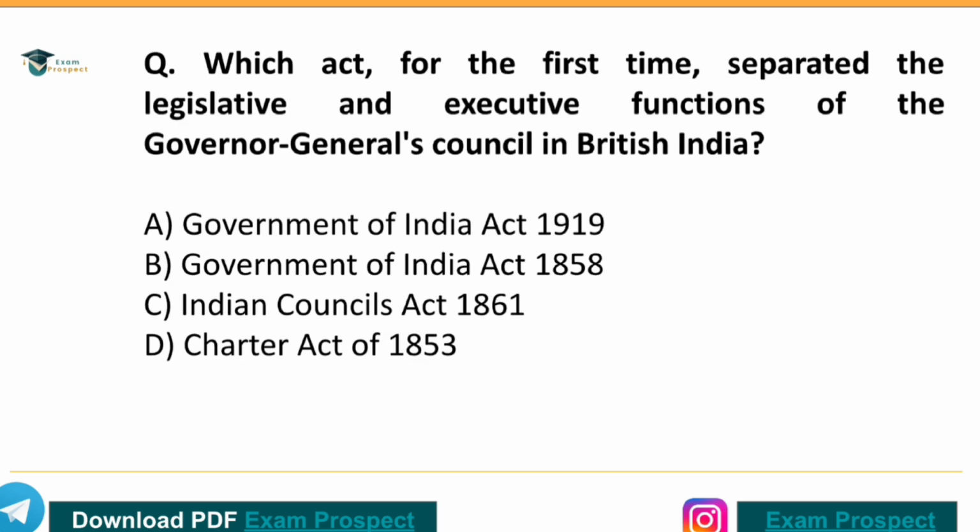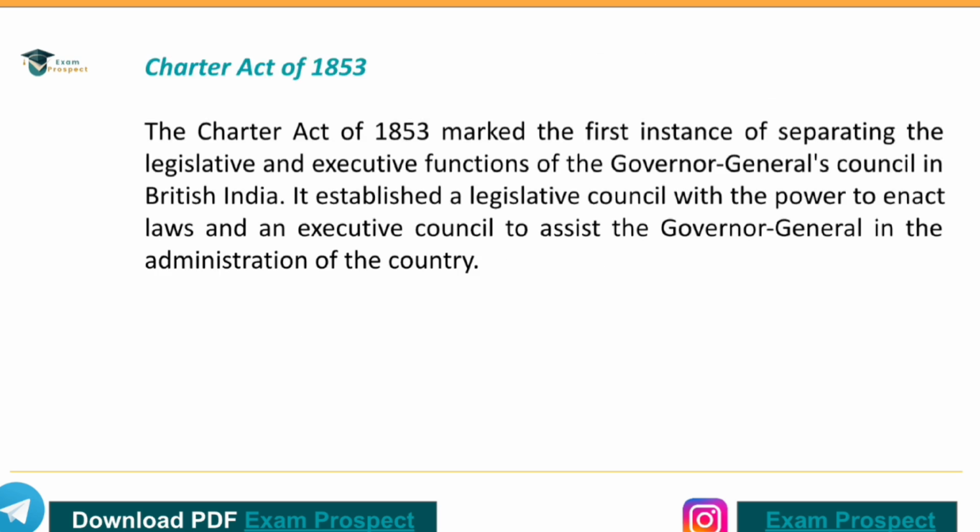Next question, which act for the first time separated the legislative and executive functions of the Governor General's Council in British India? Correct answer, option D, Charter Act 1853. The Charter Act of 1853 marked the first instance of separating the legislative and executive functions of the Governor General's Council in British India. It established a legislative council with the power to enact laws and an executive council to assist the Governor General in the administration of the country.